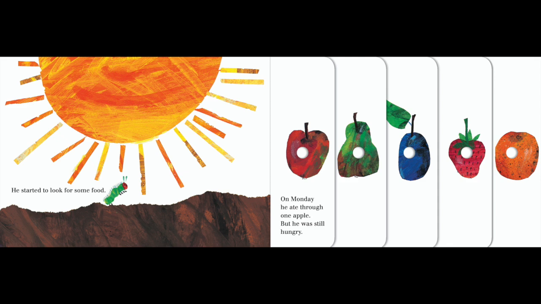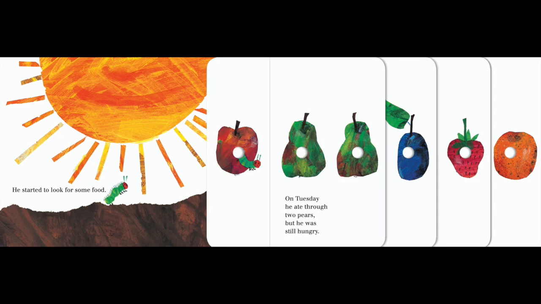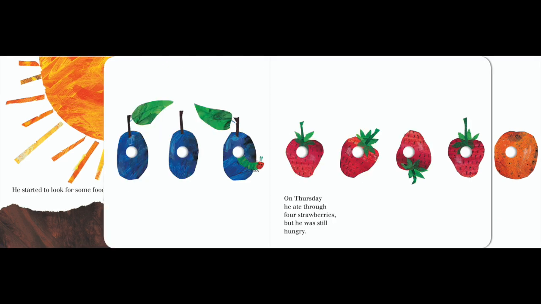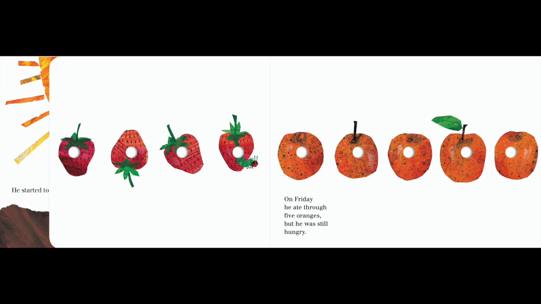On Monday, he ate through 1 apple, but he was still hungry. On Tuesday, he ate through 2 pears, but he was still hungry. On Wednesday, he ate through 3 plums, but he was still hungry. On Thursday, he ate through 4 strawberries, but he was still hungry. On Friday, he ate through 5 oranges, but he was still hungry.